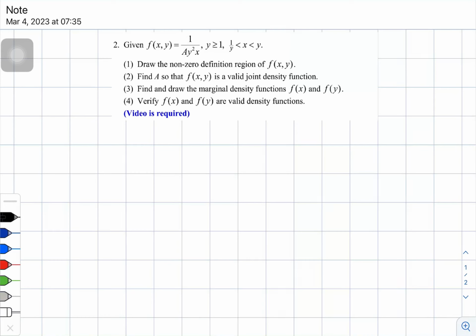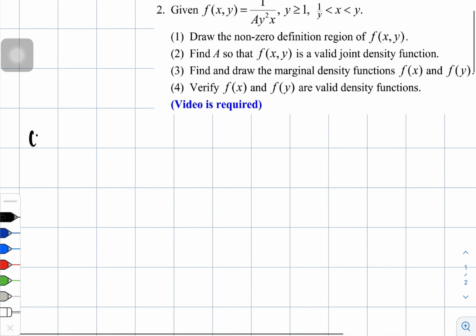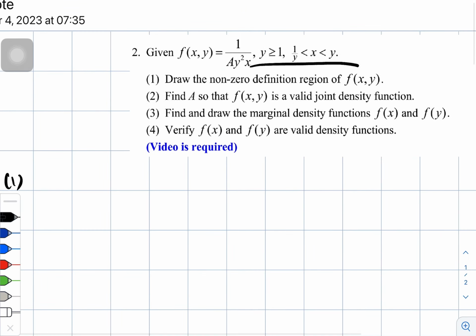Hello everyone, now I'm going to talk about problem 2 for homework 5. First, we have to draw the non-zero definition region of fxy. This is what we know.